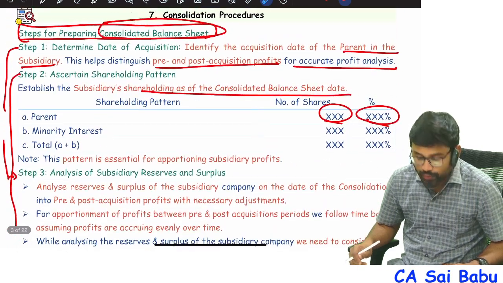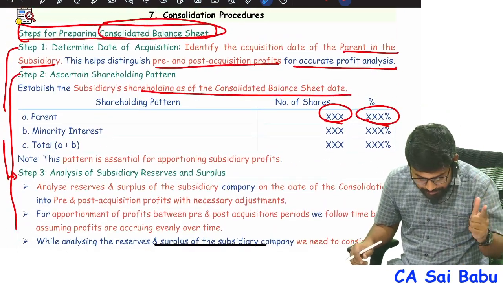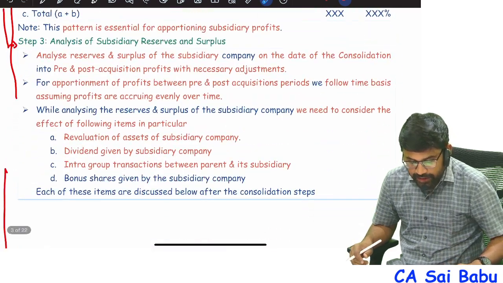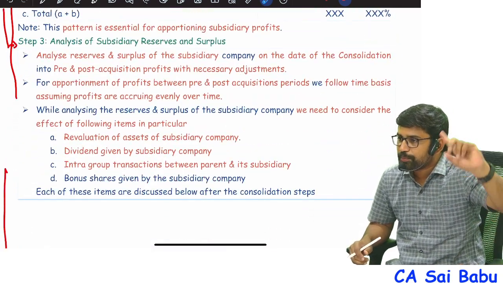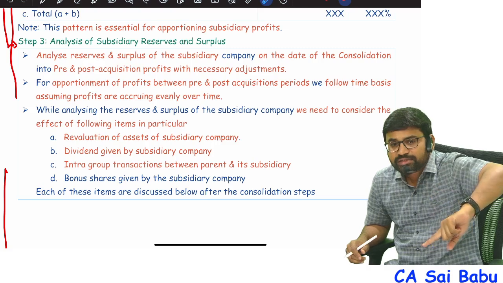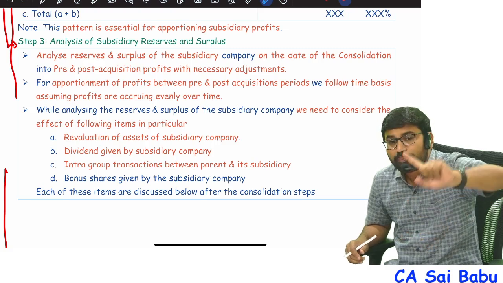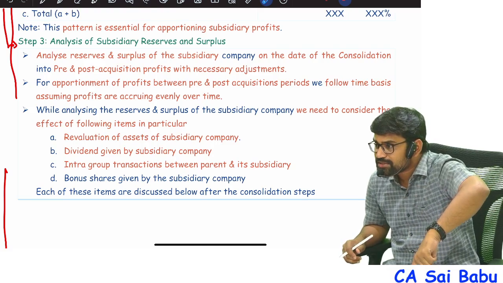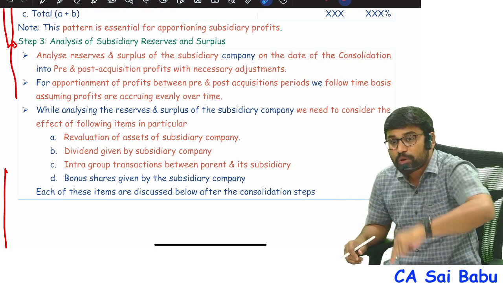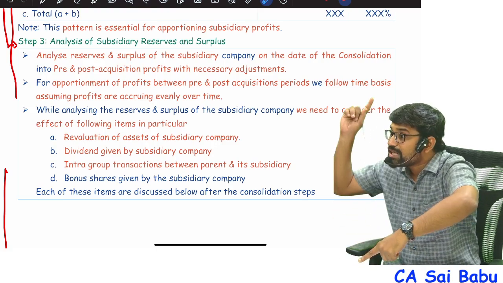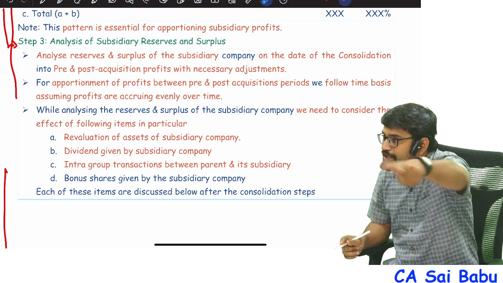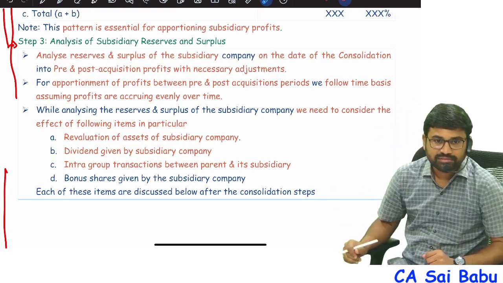So when you are doing the consolidation, first date of acquisition, second shareholding pattern, third analyze the subsidiary company reserves and surplus into pre-post. Once you analyze, apportion between parent and minority interest. Now parent company share in the pre-acquisition profits adjusted to cost of investment in step number 6. Parent company share in the post-acquisition profits added to the consolidated reserves in step number 8. Minority shareholders share, minority interest, step number 5.